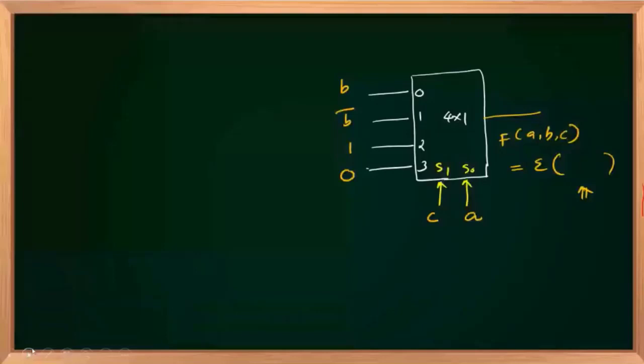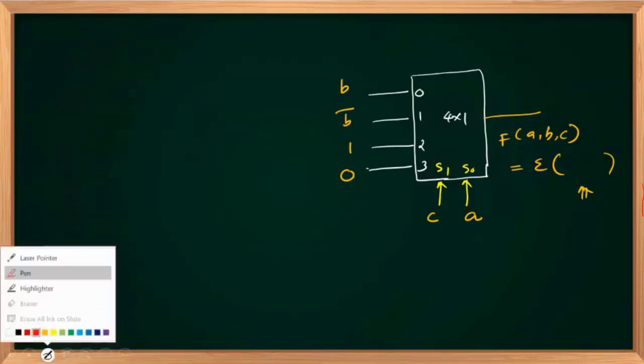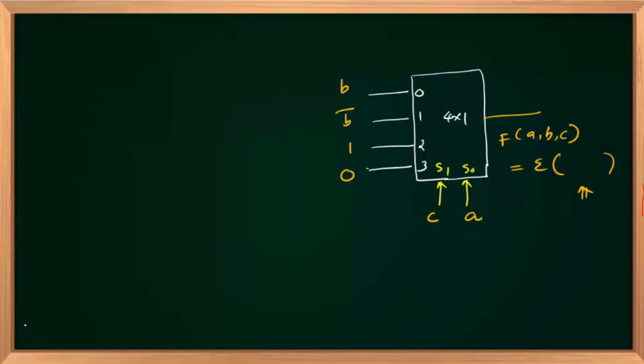Is that 1, 2, 4, 6? Okay, all of you are saying 1, 2, 4, 6. Your answer is sigma 1, 2, 4, and 6. Let us check it out quickly.